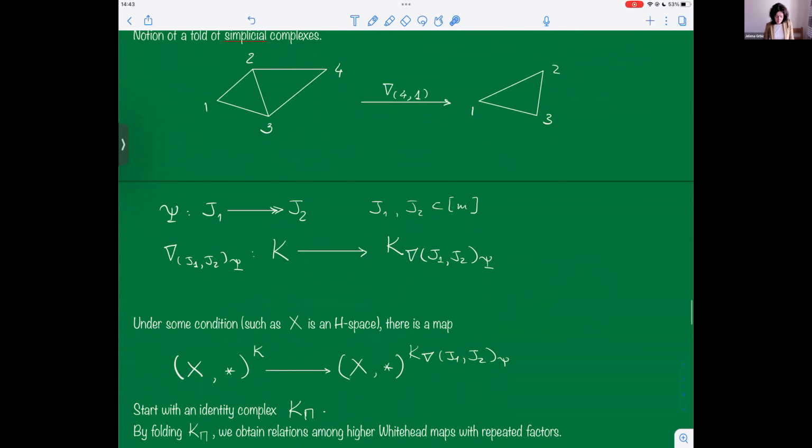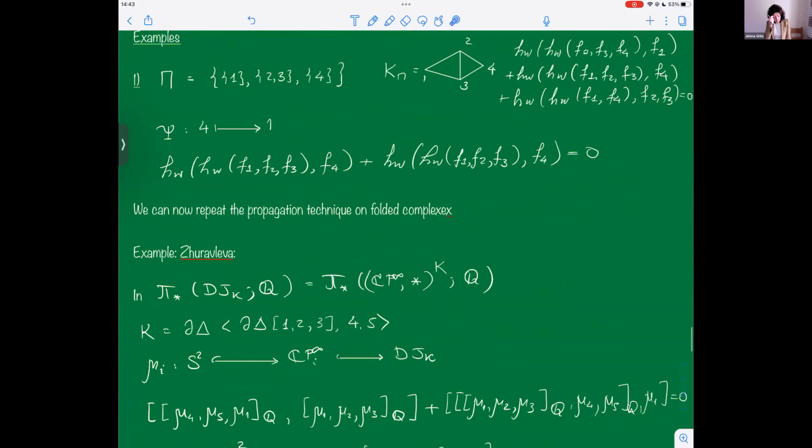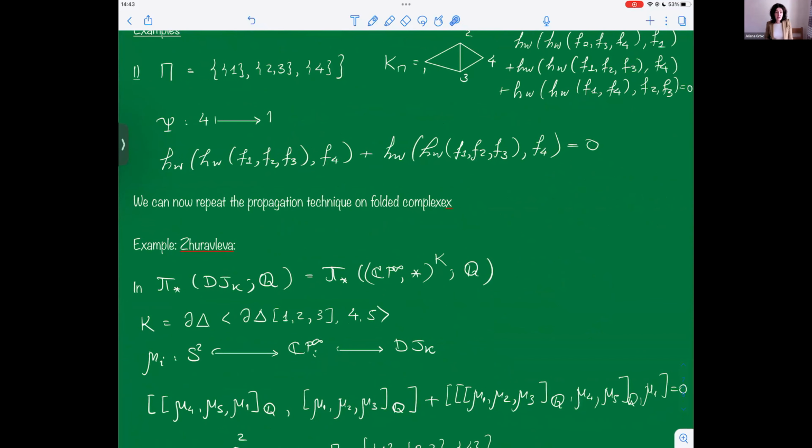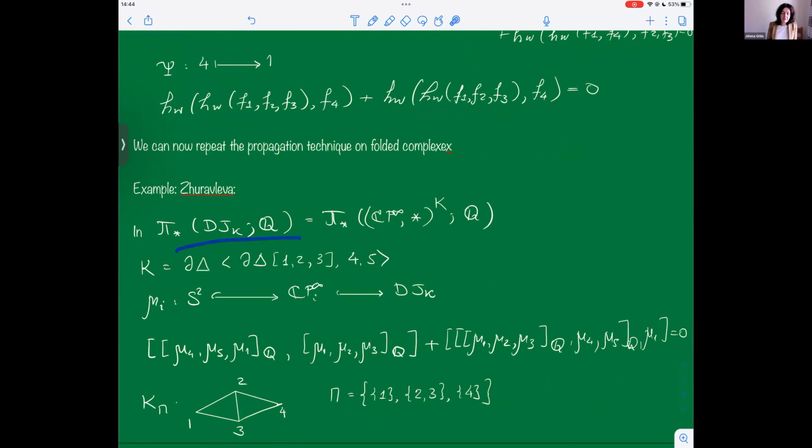So by doing that, what we generalize is Elizabeth's result. Žuravljeva showed that in homotopy groups of Davis-Januszkiewicz space, looking at them rationally, and she was using, if I remember correctly, the Adams-Hilton model to find out that there is a relation of this type.